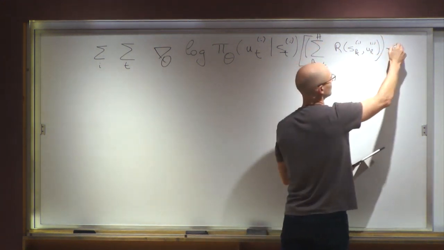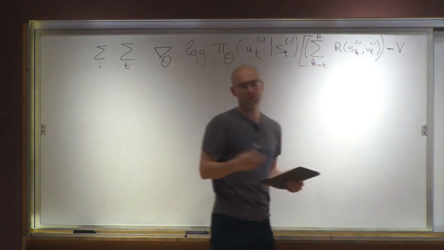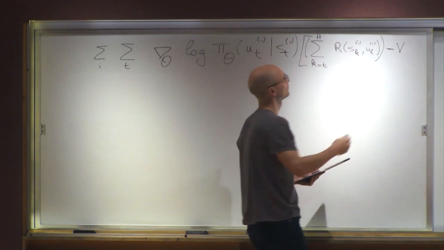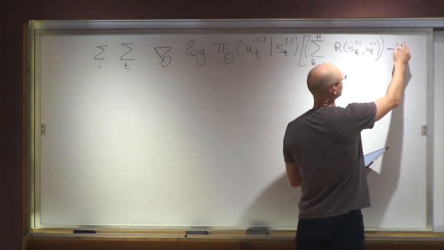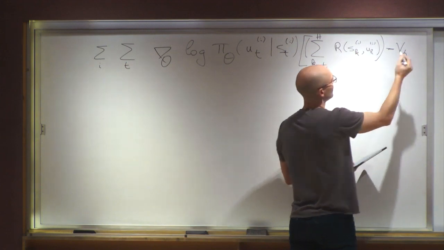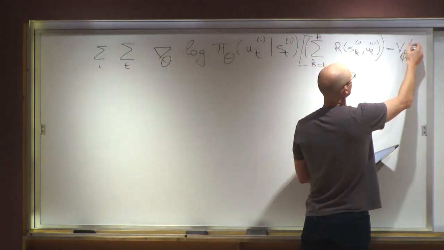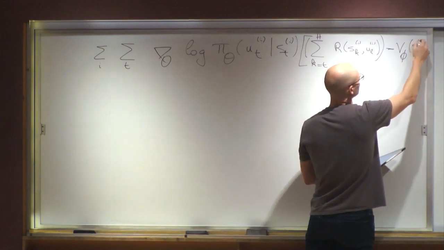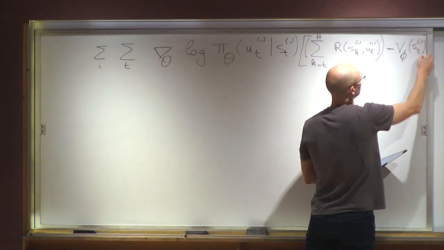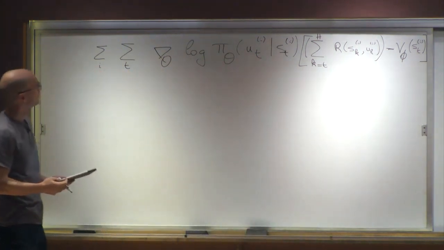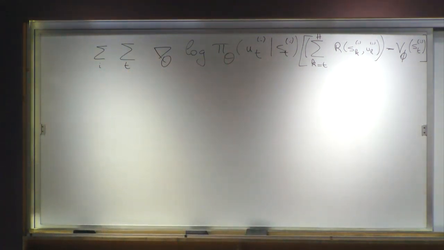And then we subtract out a baseline to reduce the variance, and the natural baseline is to subtract out your estimate of the value function. So we are estimating a value function at the same time, which may be parameterized by v phi for state s_t in trajectory i. There we go. So that's our policy gradient update equation.